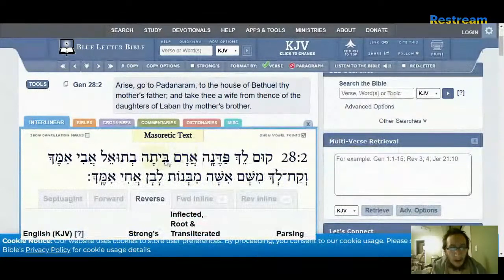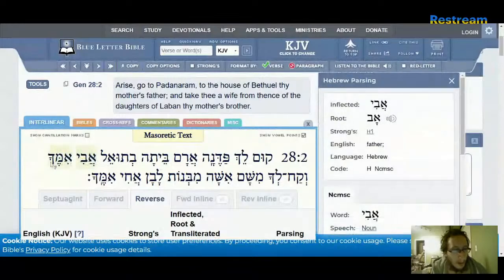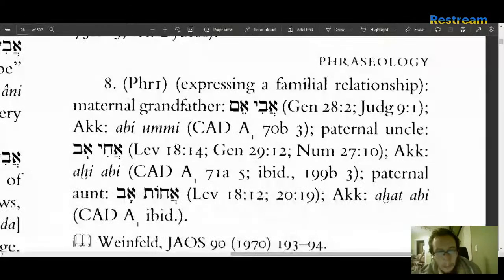So let's see. Father of mother, thy mother. So now we go back to the page. Okay, so Abiam is father of mother. In Akkadian, Abiom. Abiumi, father of mother. A paternal uncle is brother of father.